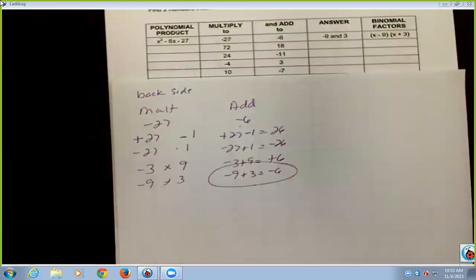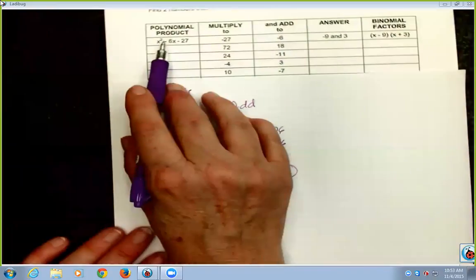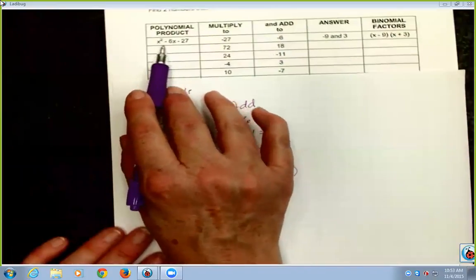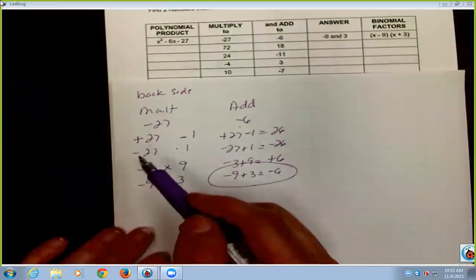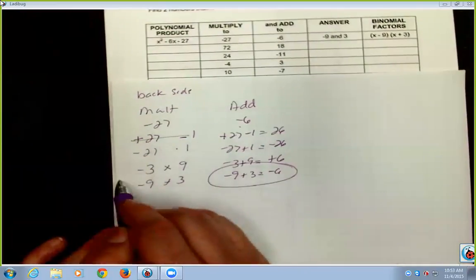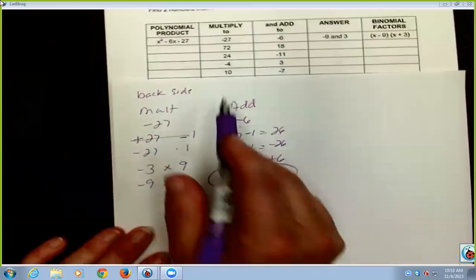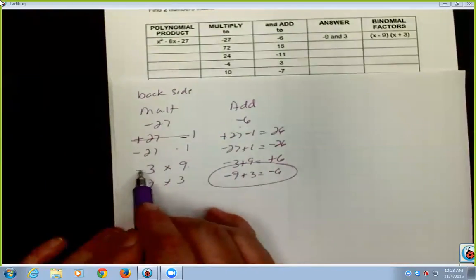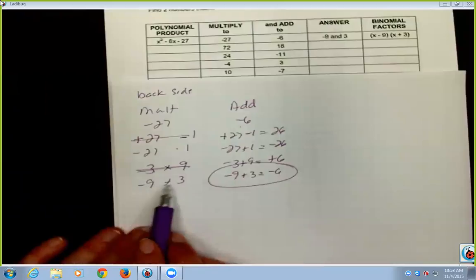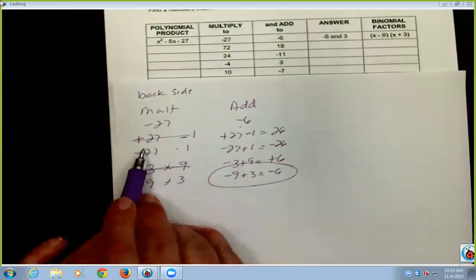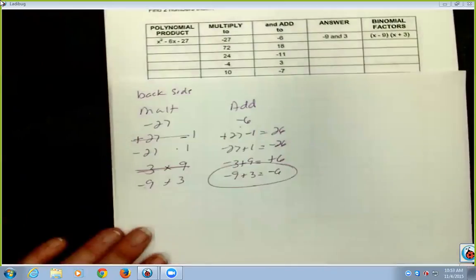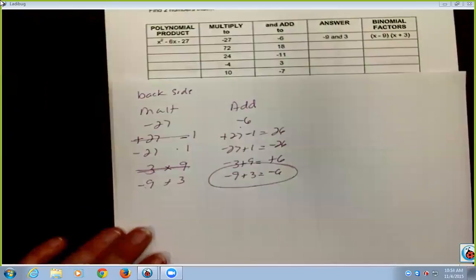Okay? Now, do you have to go through all of these? You're looking at it and saying, oh my word, I come up with all those factors? No, because if your middle term is negative, that tells me that the only factors I want to look at are the ones where my bigger number is negative. So therefore, the only ones I want to look at are a bigger factor of negative 9 and a positive 3, or a negative 27 and a positive 1 to get that middle number. The more you practice with them, the better you get at it.